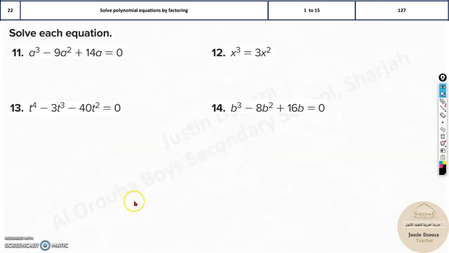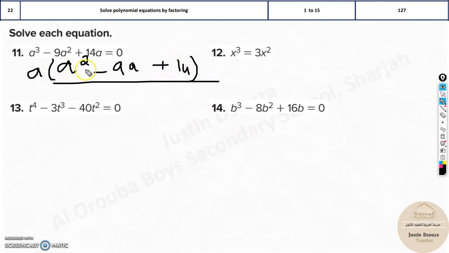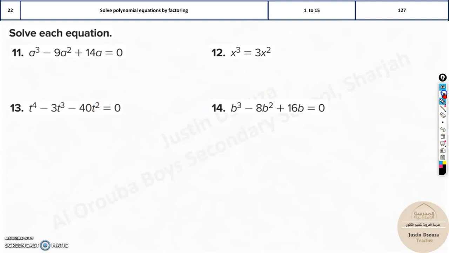Now, that's the answers. Please do try these by yourselves. You can do it in various different methods. This one over here, you can remove a common. You're remaining with a squared minus 9a plus 14. Now, inside is a quadratic. You know how to solve quadratic. From the quadratic, you can easily get the two factors and then a. So the answer would be a equals 0 and the other two factors. So this is how we can do it.